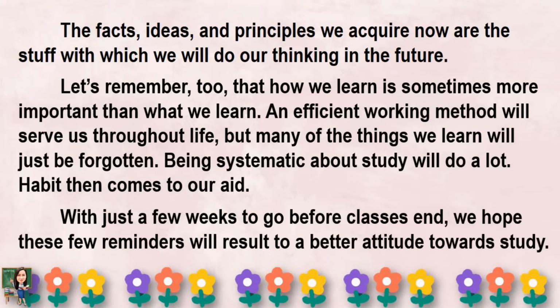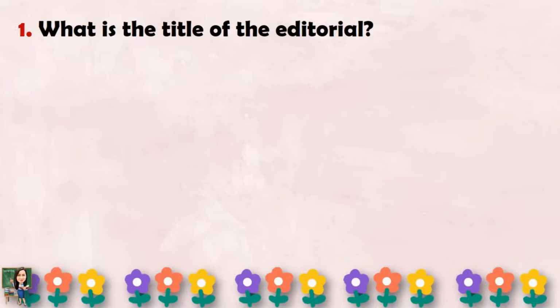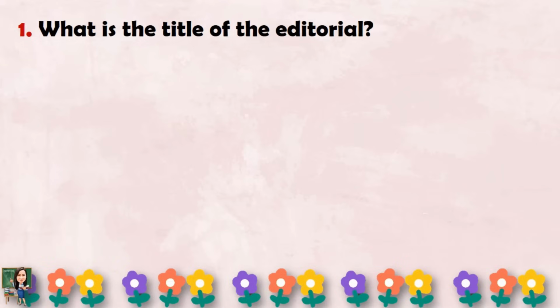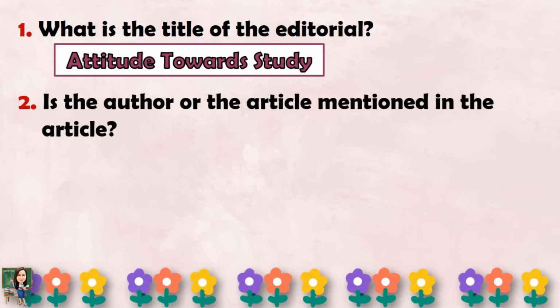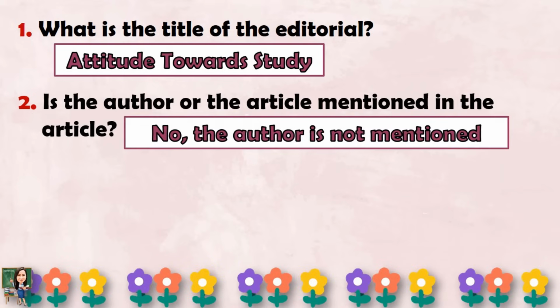With just a few weeks to go before classes end, we hope these few reminders will result in a better attitude toward study. And now, let us answer the following questions. Number 1. What is the title of the editorial? Very good. The title of the editorial is Attitude Toward Study. Number 2. Is the author of the article mentioned in the article? No, the author is not mentioned.